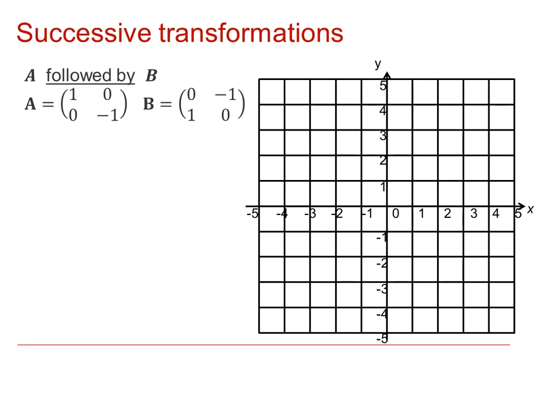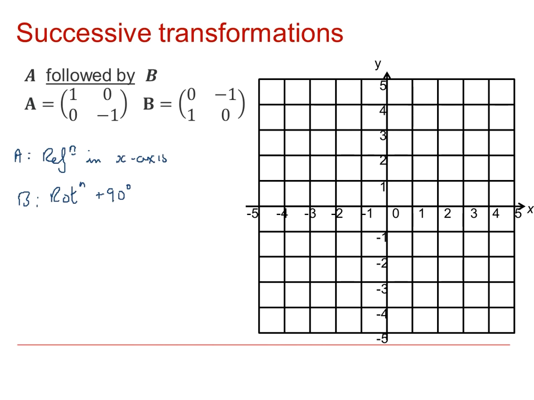Well, we could consider the triangle and do some matrix multiplication. However, an alternative way is to consider what each of these matrix transformations is. So A, we can see that this A is a reflection, and if you look at it carefully, you'll see that this is a reflection in the x-axis. And B is a rotation of plus 90 degrees, or in other words, an anti-clockwise rotation.